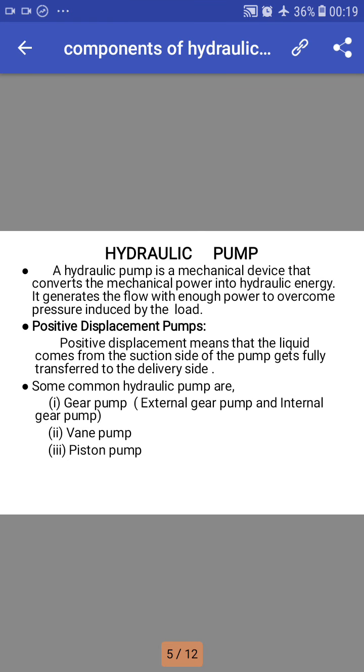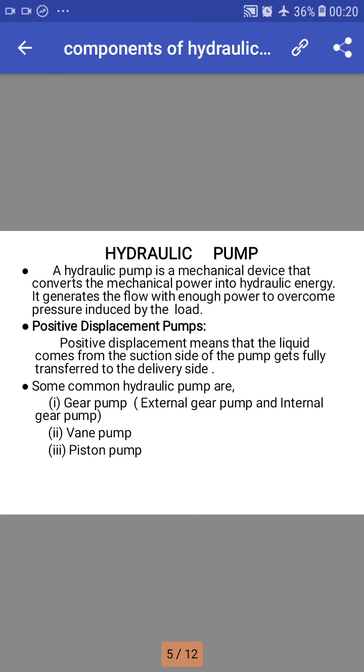The hydraulic pump. The main heart of the fluid power system is the hydraulic pump. A hydraulic pump is a mechanical device that converts mechanical power into hydraulic energy. It generates the flow with enough power to overcome the pressure induced by the load. To get the displacement of the actuator piston, the fluid will force the piston and we get the displacement, and hence the energy and also the power. Here the topic is the positive displacement pump.